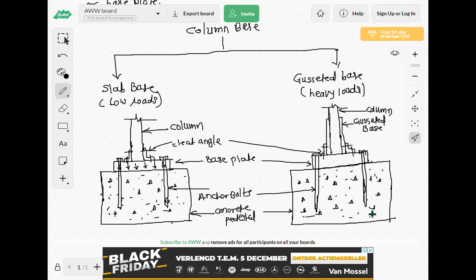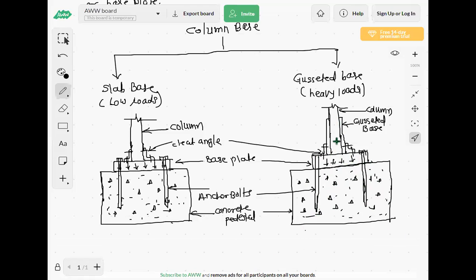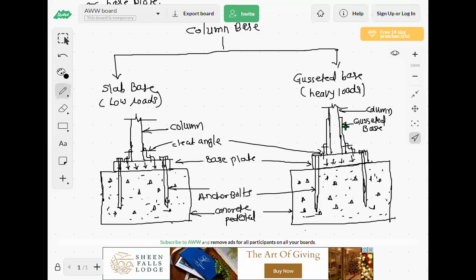This is the concrete pedestal. This concrete pedestal is resting on the ground. On this concrete pedestal this gusseted base is provided, and the base plate is provided. The base plate and concrete pedestal are connected by these anchor bolts. Four anchor bolts are provided, one in each corner, and on the plate the column is rested, and to this column the plates are provided. Those plates are nothing but the gusseted base, and again cleat angles are connected.